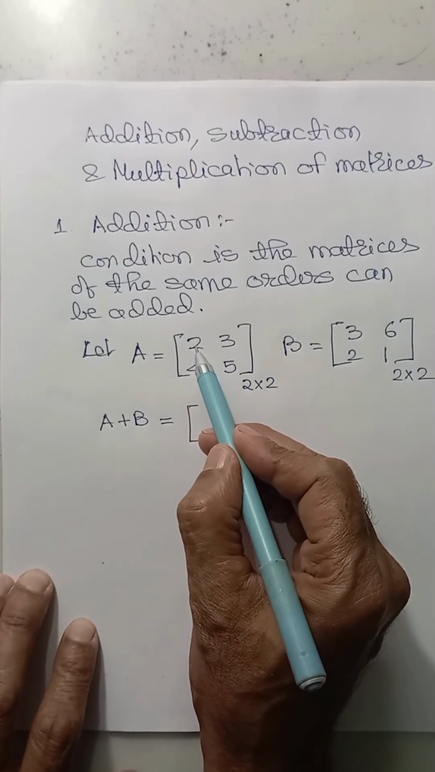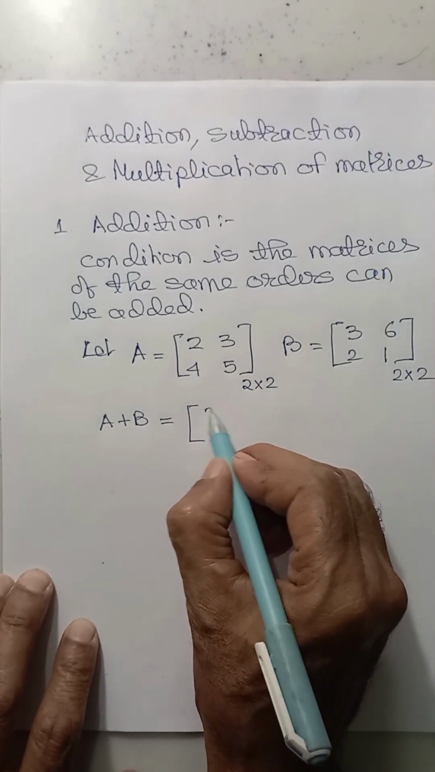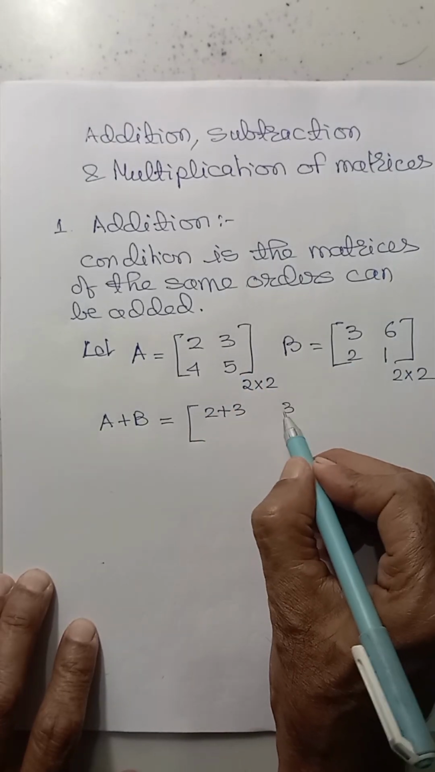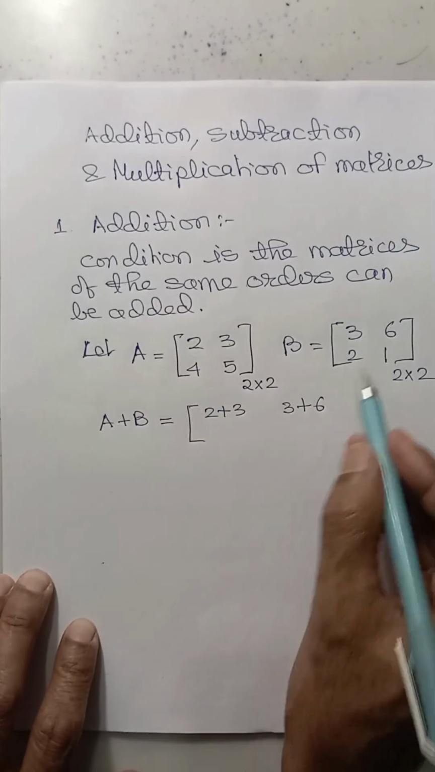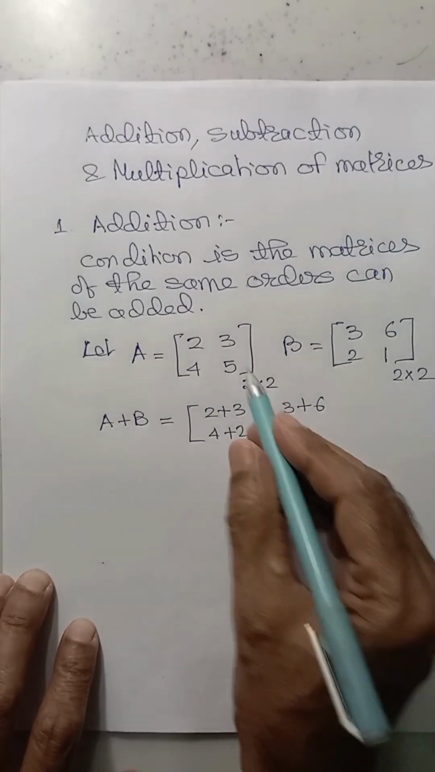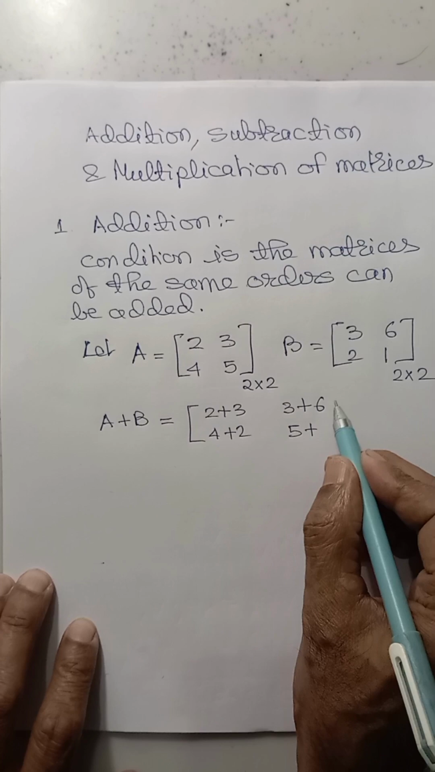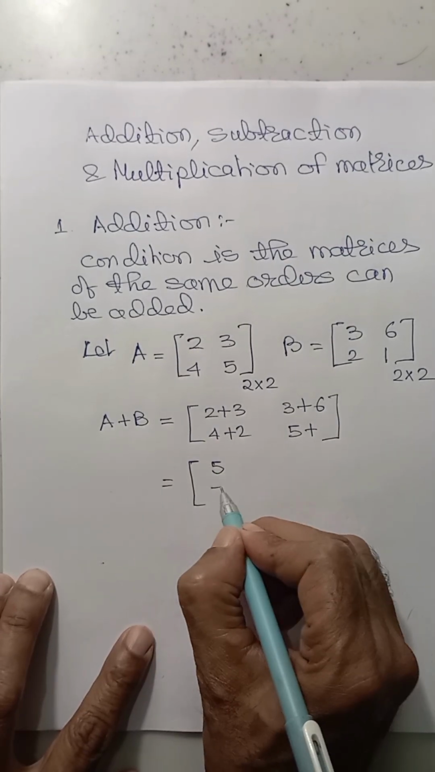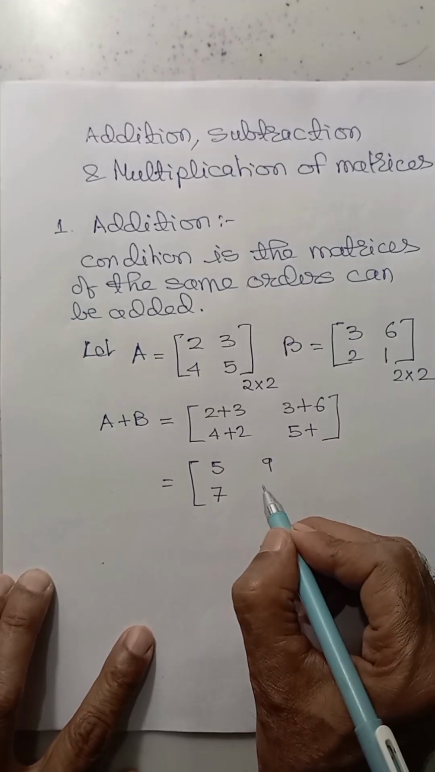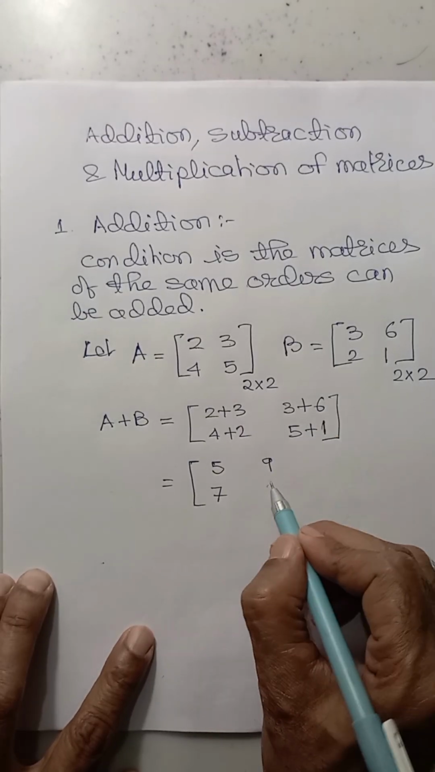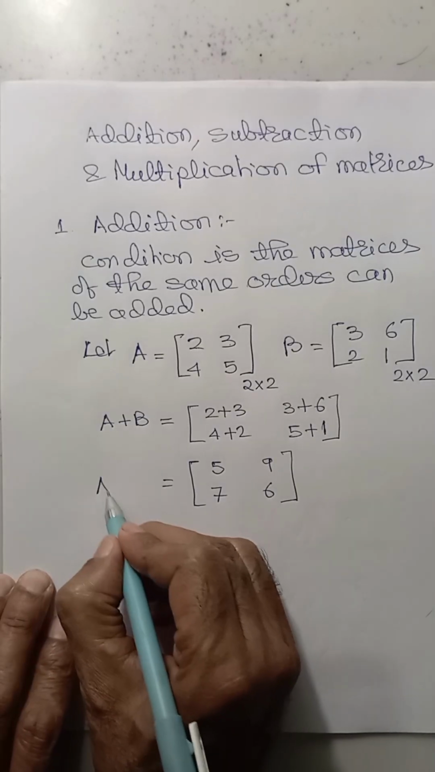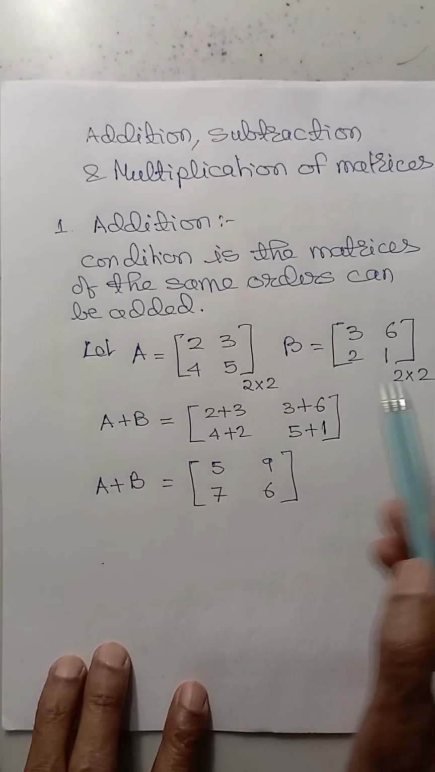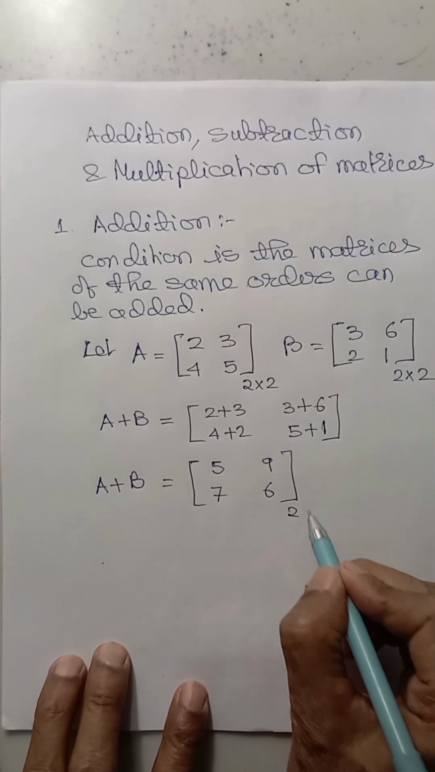first row and first column, 2 plus 3. Similarly 3 plus 6, similarly 4 plus 2 and 5 plus 1. So it will become 5, 9, 6, 6. So A plus B will be this, and two matrices of the same order can be added and the result will also be in the same order.